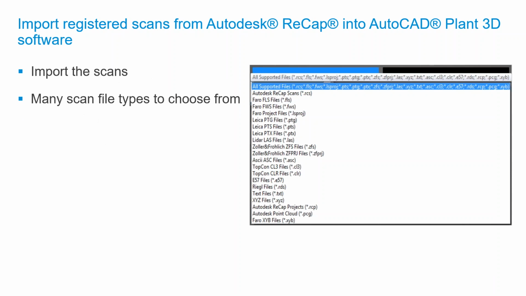Now ReCap along with Plant 3D can take up a lot of formats. It could be coming from Leica, from Topcon, from Faro, etc., or it could be some open file formats, or even the ReCap file formats like RCS or RCP. So first, you select the process of importing those scans, because you need to register those scans into ReCap first before bringing them into Plant 3D. So you go through the whole process of importing and registering the scans.